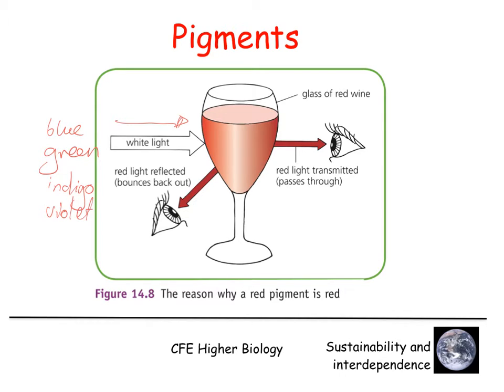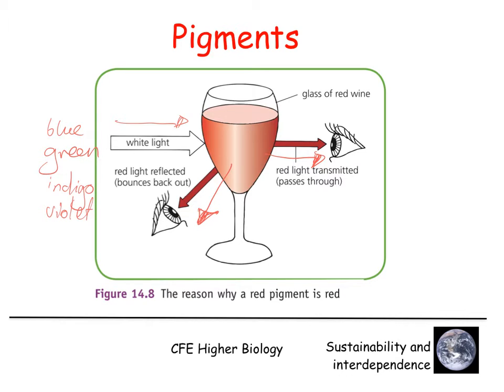But what is not absorbed is the actual red. Red is reflected or bounces back, or the red is transmitted through the red wine, and that is why a glass of red wine appears red.